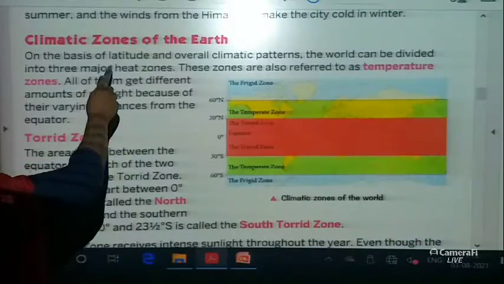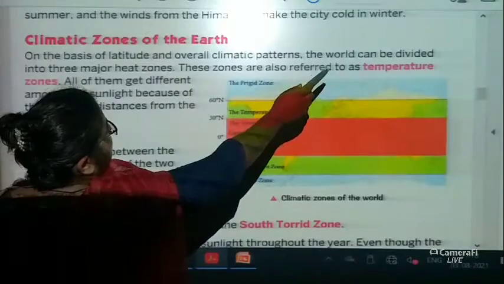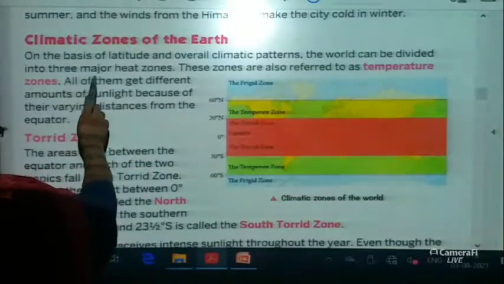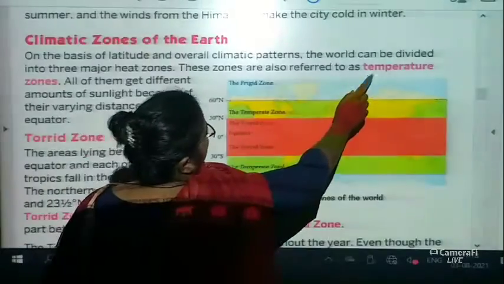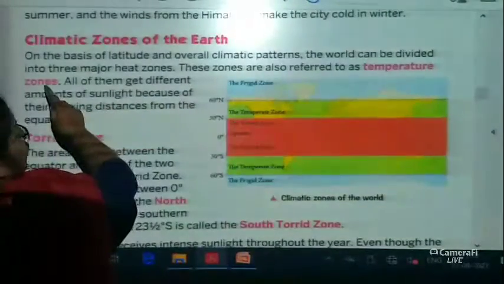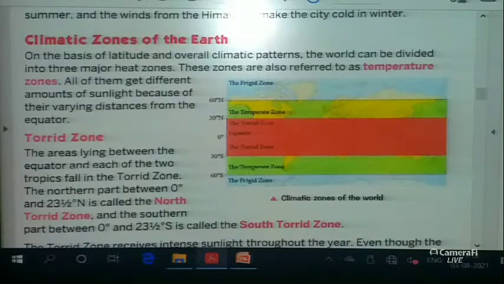On the basis of latitude and overall climatic patterns, the world can be divided into three major heat zones. These zones are also referred to as temperature zones. Now children, the question can be of two types: what are climatic zones, or what are temperature zones? So your answer will be the same.